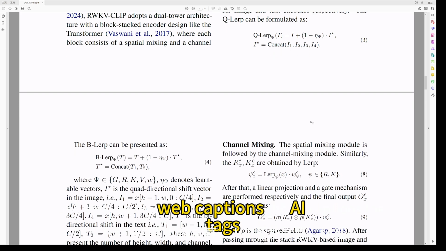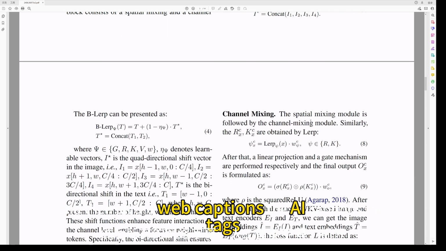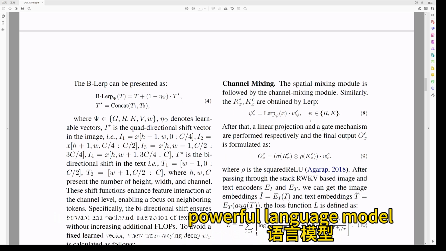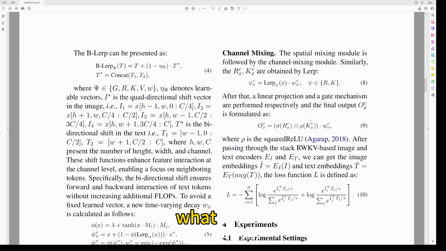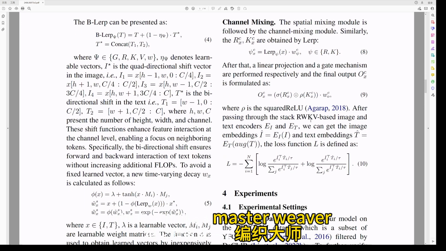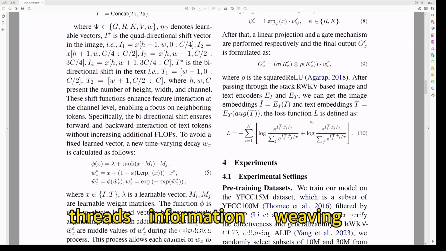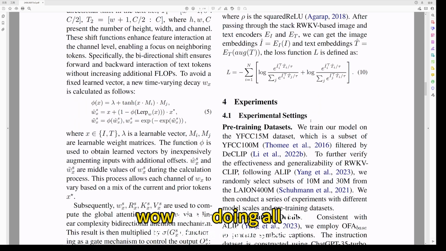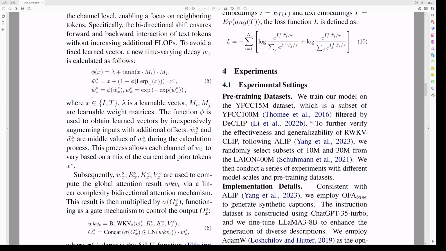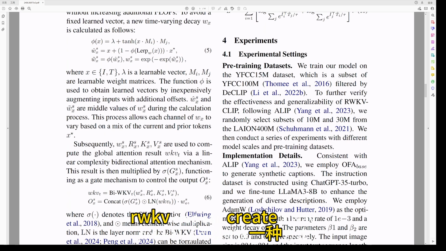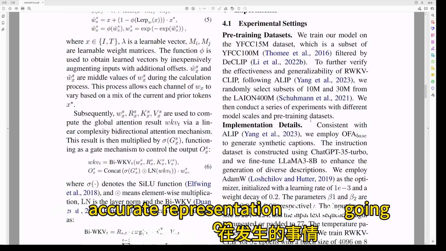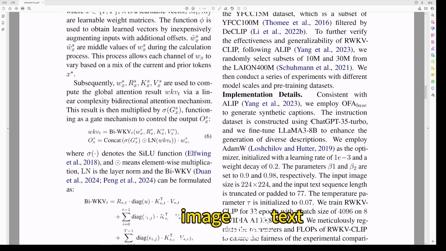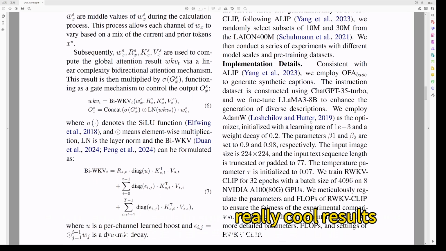Exactly. And then all this stuff, the web captions, the AI captions, the tags, it all gets fed into this powerful language model. And what does that do? Think of it like a master weaver taking all these threads of information and weaving them together to make this super detailed tapestry. Wow. So by doing all that, RWKV-CLIP can create a way more accurate representation of what's going on in the image and the text. Exactly. And that leads to some really cool results.